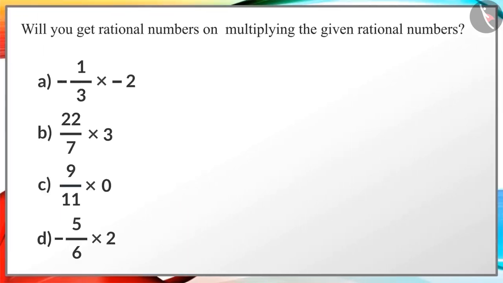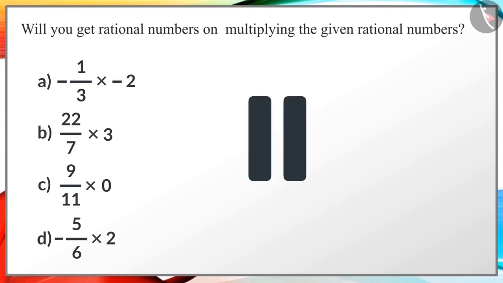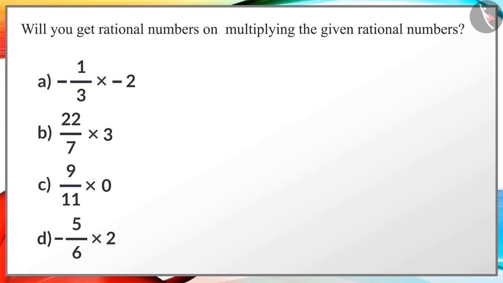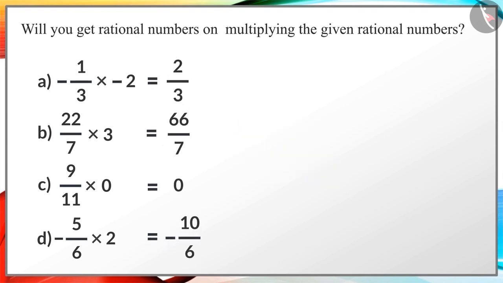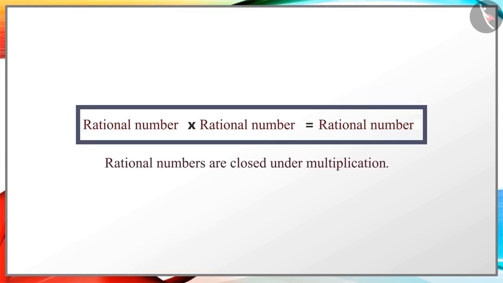Children, multiply these numbers now. You too should solve this question. Children, this time too, you will get a rational number after multiplying these numbers. This is because rational numbers are closed under addition and subtraction as well as multiplication.